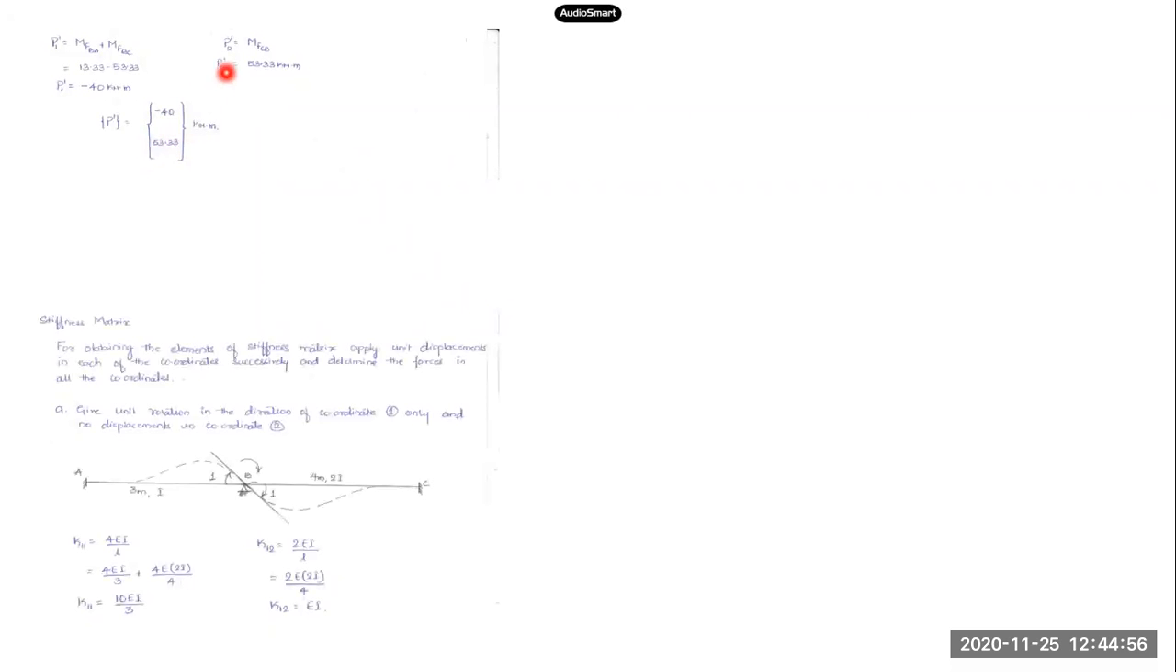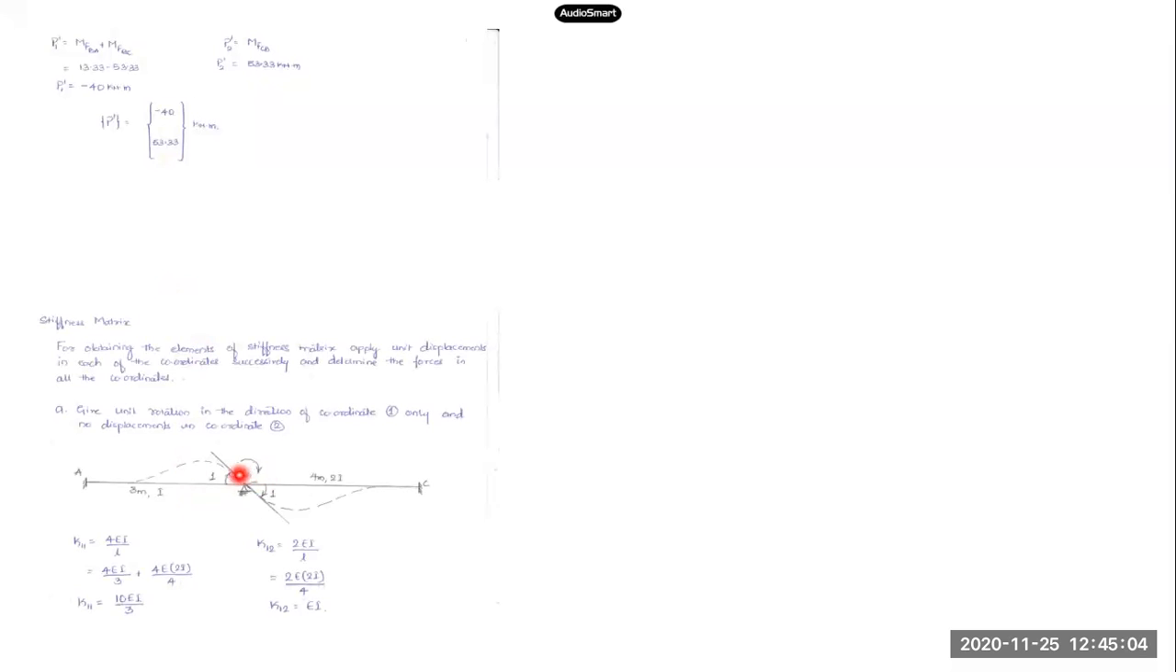In the first coordinate, whatever is the force due to the member loads is written here. In the second coordinate, whatever is the force due to the loads applied on the member is written here. We got this by taking the fixed end moments. Now the next step is to develop the stiffness matrix. So how do I develop the stiffness matrix?